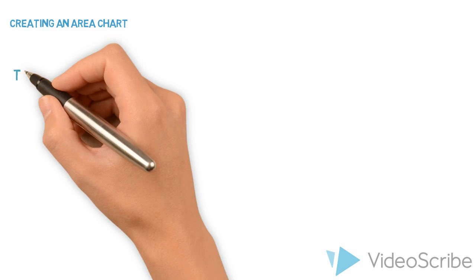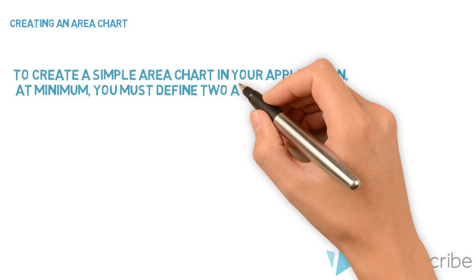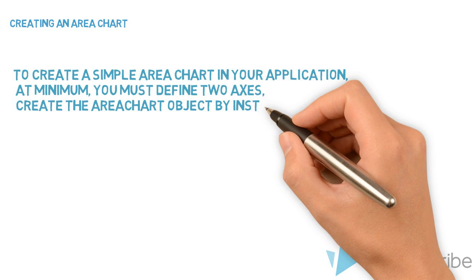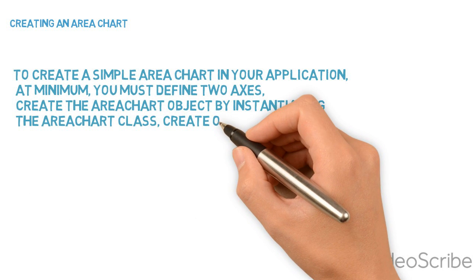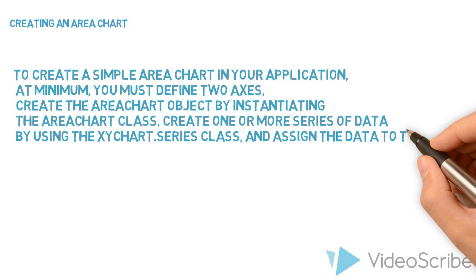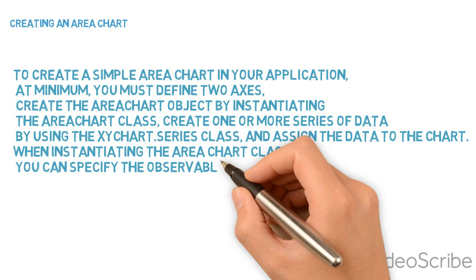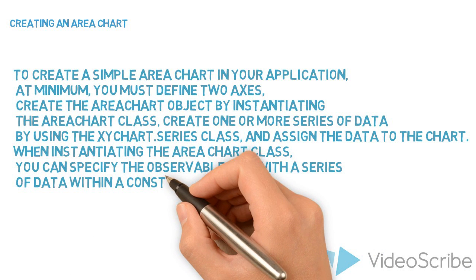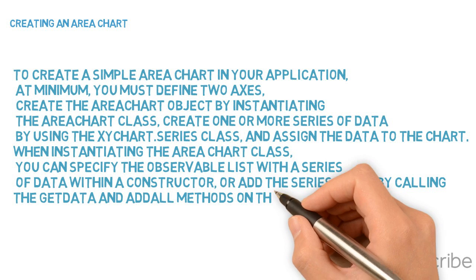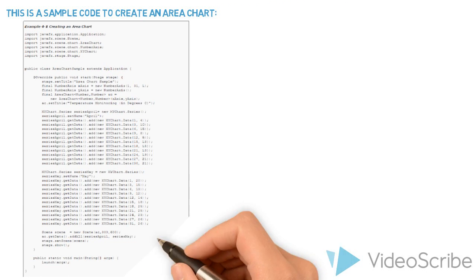Area chart. Creating an area chart. To create a simple area chart, at minimum, you must define two axes. Create the area chart object by instantiating the area chart class. Create one or more series of data by using the XYChart.Series class, and assign the data to the chart. When instantiating the area chart class, you can specify the observable list with a series of data within a constructor, or add the series later by calling the getData and addAll methods on the area chart object. This is a sample code to create an area chart.